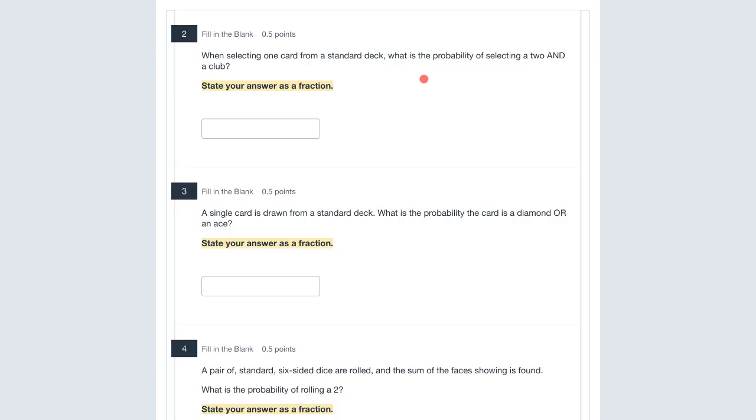When selecting one card from a deck of 52, what is the probability that the selected card is a 2 and a club? Pay attention to the word and. There's only one card that is both a 2 and a club at the same time: the 2 of clubs. So what is in the box? 1 out of 52. Do not change it to a decimal because you're explicitly told to state your answer as a fraction.